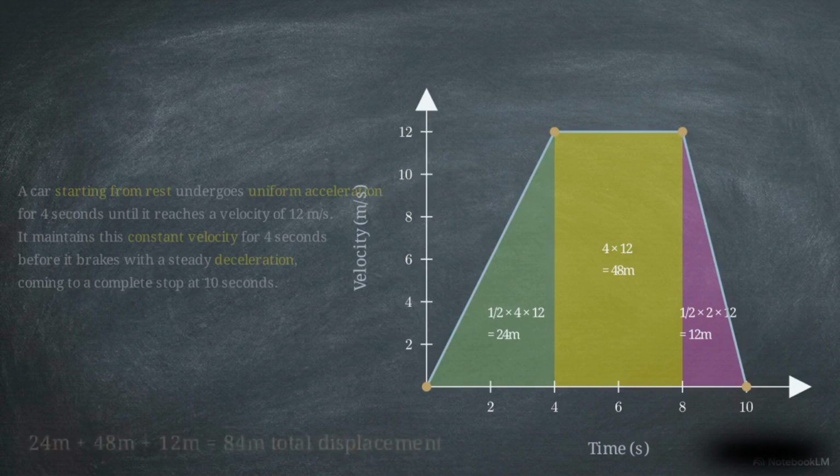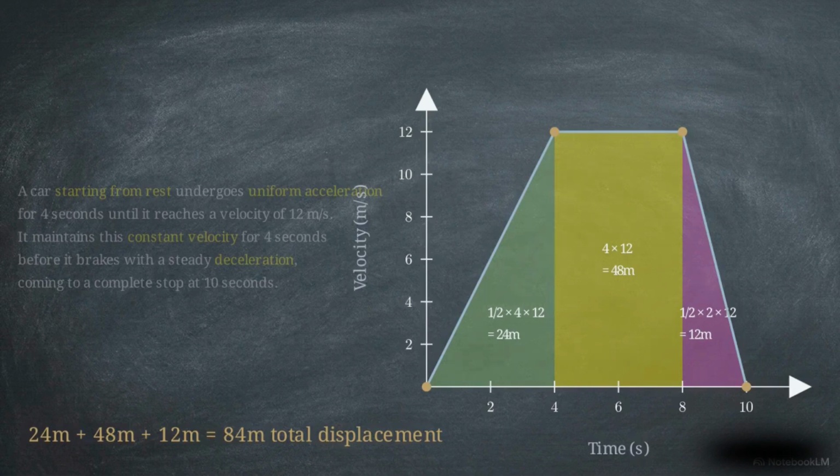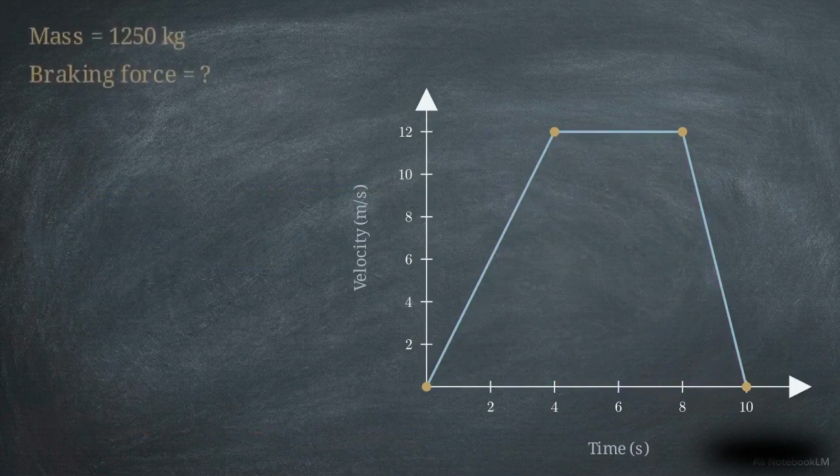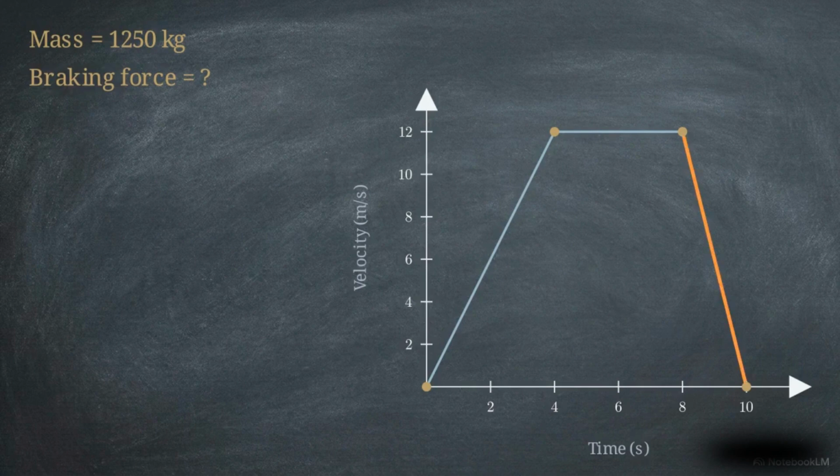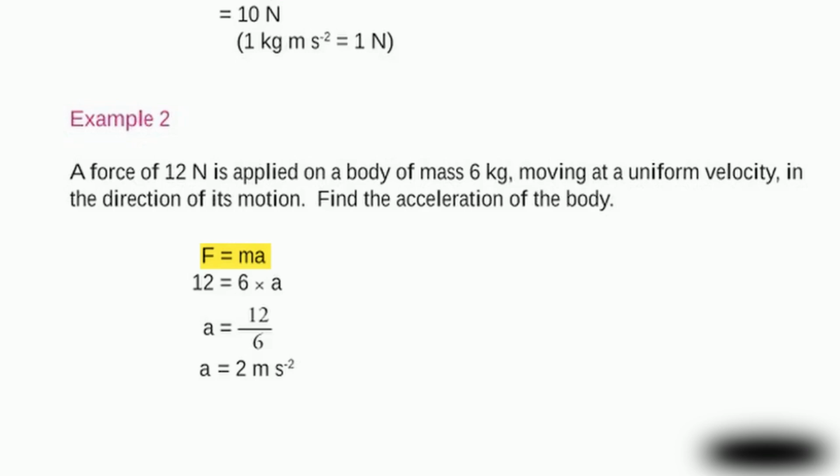Now, consider the force involved. If the car's mass is 1,250 kilograms, calculate the braking force applied during those final 2 seconds. You can pause here to calculate it yourself. First, determine the acceleration from the gradient. A drop from 12 meters per second to 0 over 2 seconds results in an acceleration of -6 meters per second squared. This example shows the standard F equals ma format. Applying our values, 1,250 kilograms multiplied by -6 gives a force of -7,500 newtons. The negative result indicates the braking force acts in direct opposition to the car's forward motion.